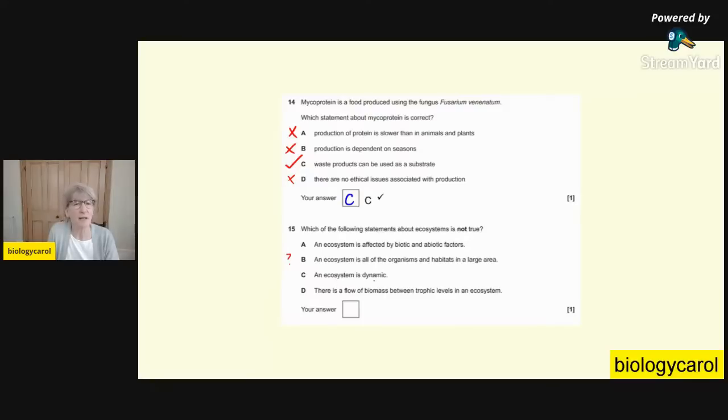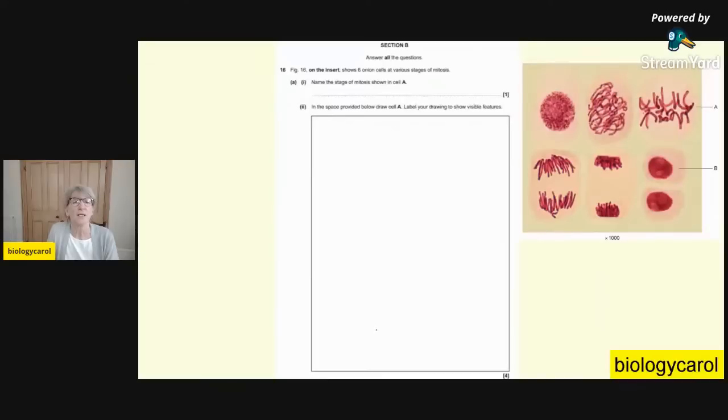An ecosystem is dynamic. Absolutely, that is true. There is a flow of biomass between trophic levels in an ecosystem. Absolutely true, every time. So it's got to be B, even though when you first read it, you kind of go, oh, that sounds right. But actually, it's not always a large area. So it is that one.